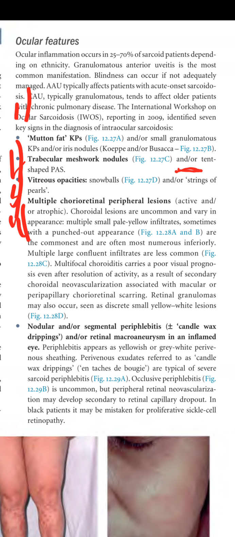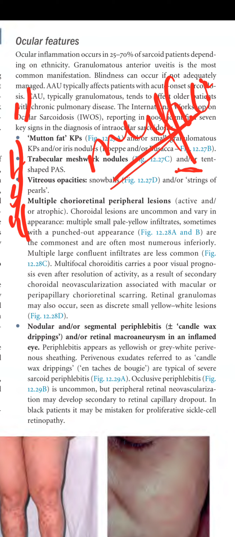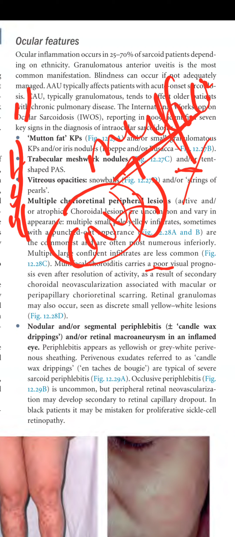So first is that there is going to be the multifocal choroiditis that can be present with the sarcoidosis, and even if it carries a poor visual prognosis. Why? Because of the CNV that forms after that, and which causes the macular and peripapillary chorioretinal scarring.